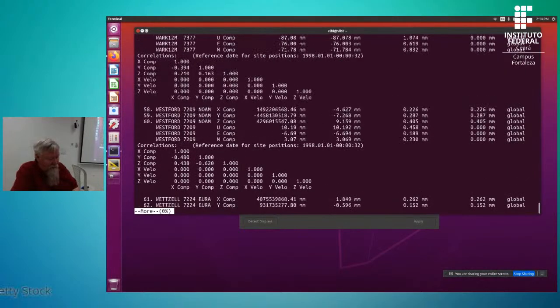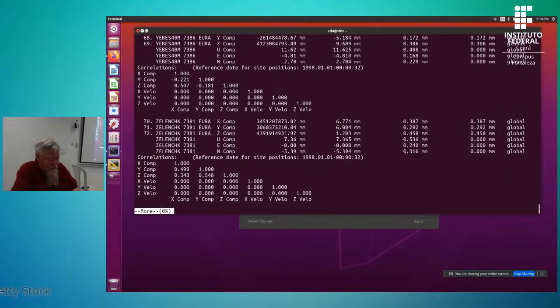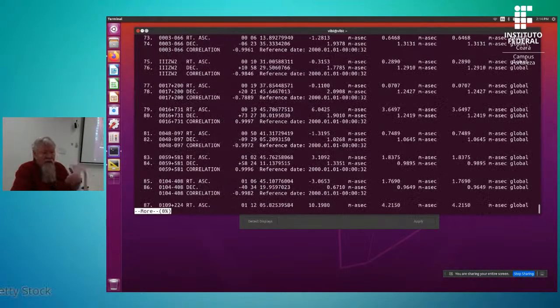And I'm going to go down and see. Then I also have source positions. And the source position gives me the right ascension and the declination. And then it gives me the uncertainty in milli-arcseconds of the source.